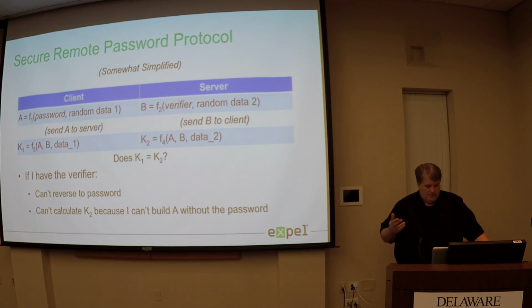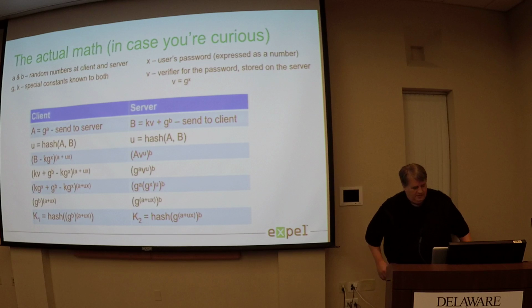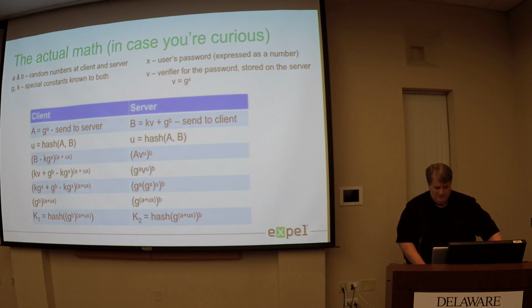If you have the verifier, but like I said, you can't reverse it to a password, and in this case, you can't calculate the second part because you need the password to get the first part, and like I said, the math is all there. And here's the math if you want it. You can look it up in the slide later, or the Wikipedia article describes it pretty well. It's neat if you just like math.